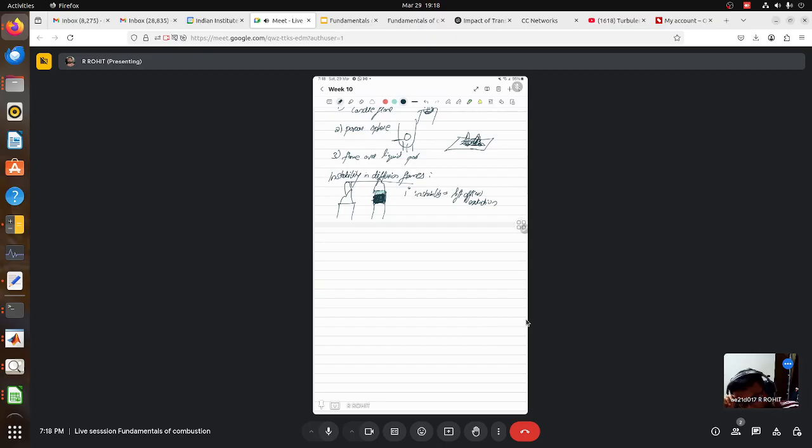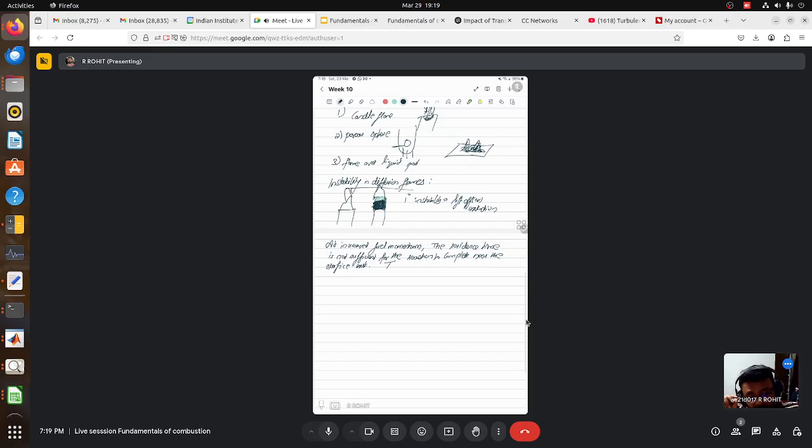So at increased fuel momentum, the residence time is not sufficient for the reaction to complete near the exit area. So thus the flame lifts off.